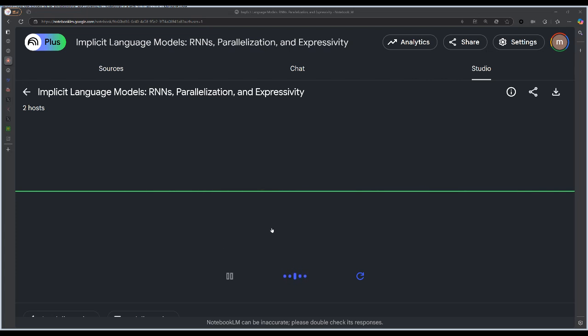Can we explain the explicit and implicit from the intuition way?